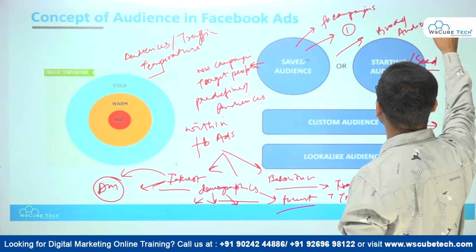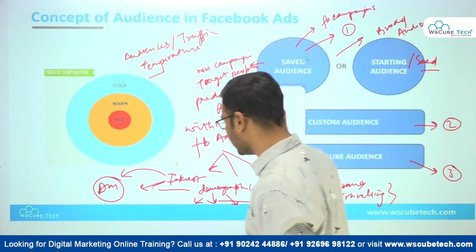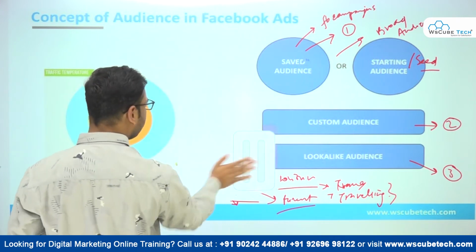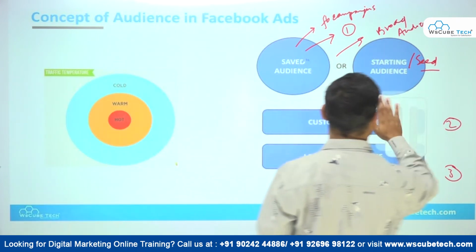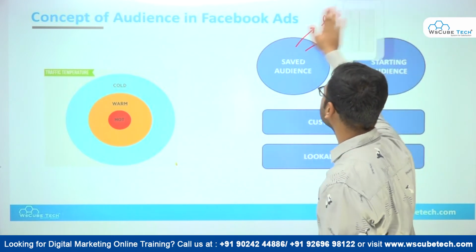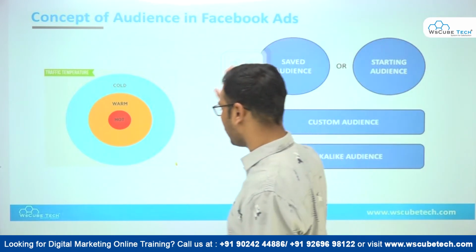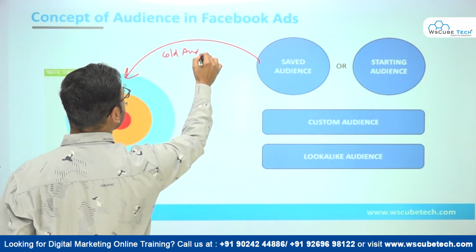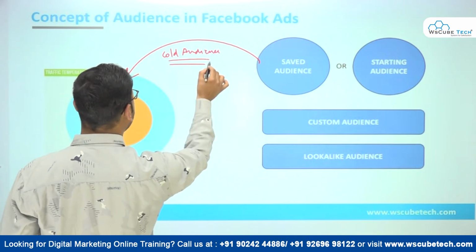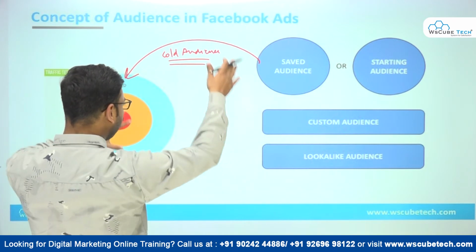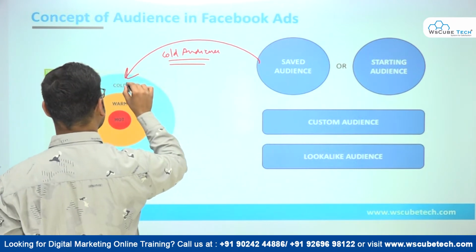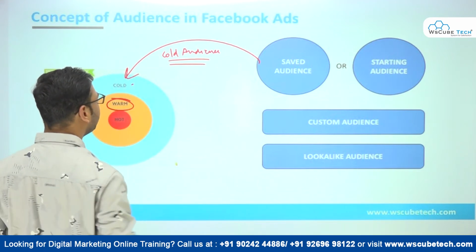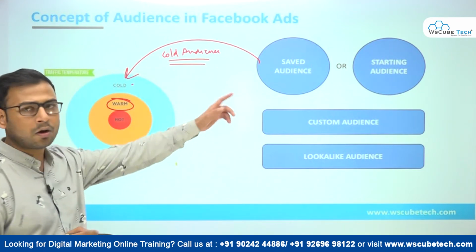They do not know anything about your business, your internet presence, your website, your offers, your products, your services. They actually do not know anything about you. That is why we call them a starting audience or saved audience, right? So we call these audiences cold audiences because they haven't interacted with your business before. So if we compare both things, saved audience is basically the cold audience, and when we talk about warm audience, or warm traffic, that is basically the custom audience, right?